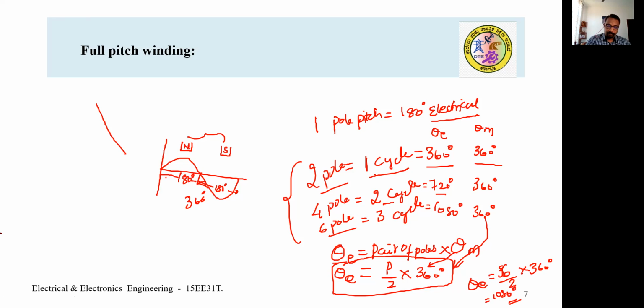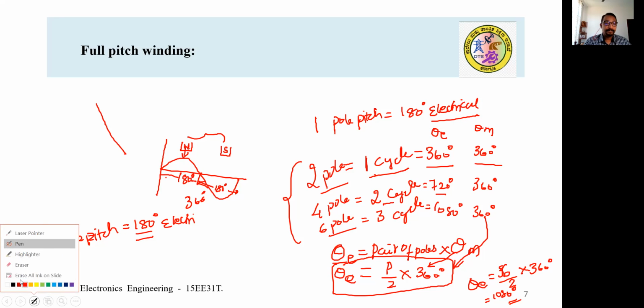So finally, we can say what is meant by one pole pitch. One pole pitch is nothing but 180 degree, not mechanical. It is electrical because it is an electrical sine wave. So one pole is responsible for half cycle. Half cycle means 180 degree. So one pole pitch is always equal to 180 degree, and this is the most important concept while understanding the full pitch winding and fractional pitch winding. Hope you got this equation.